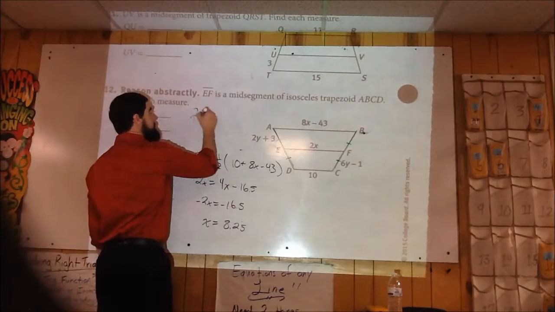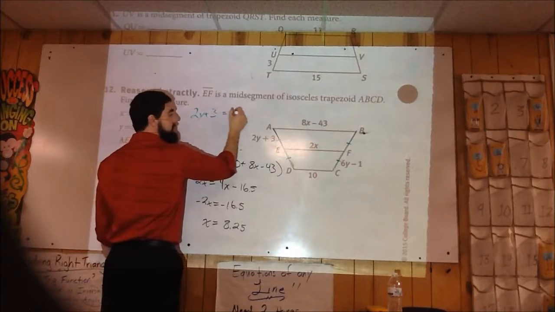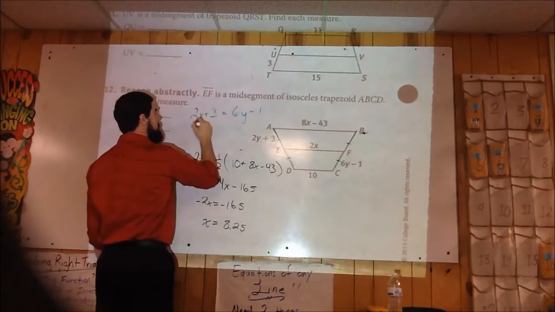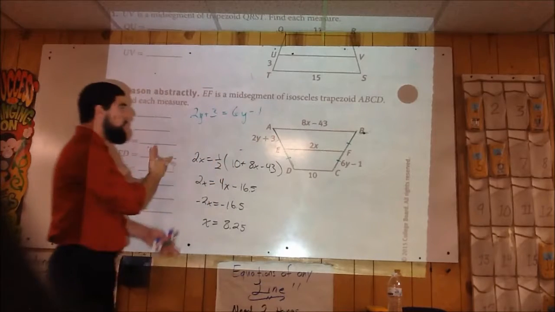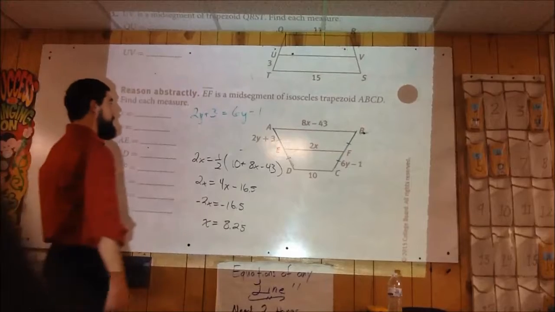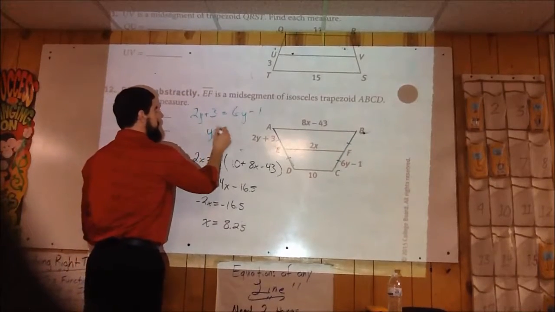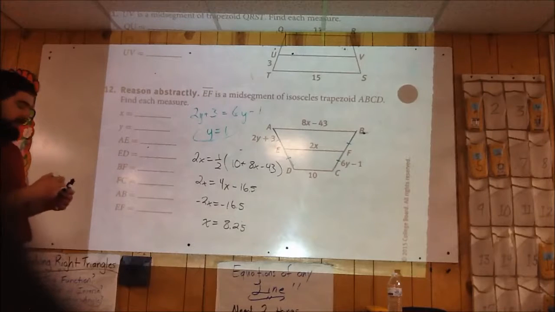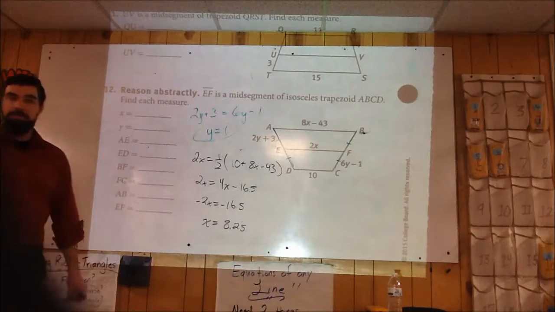So that means 2y plus 3 is equal to 6y minus 1. And when you solve, y is going to equal 1, and from there you just plug those values back into those expressions.